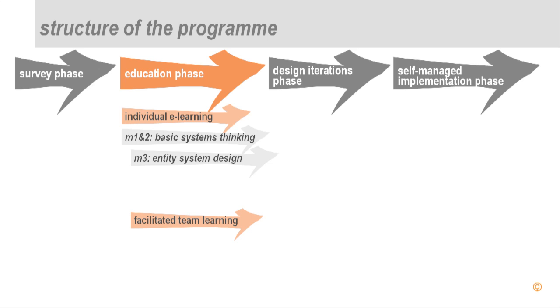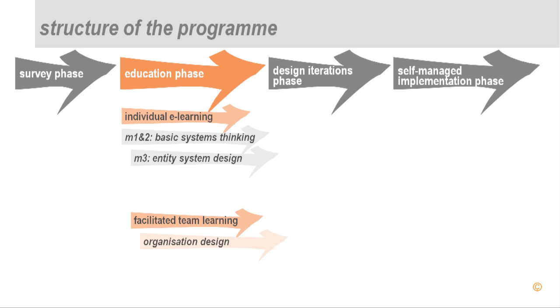As soon as participants have completed Module 3, the first subphase of facilitated team learning commences. This subphase is concerned with making the organization designs that transform the organization into a systemic learning organization. This phase involves teamwork and facilitated workshops.